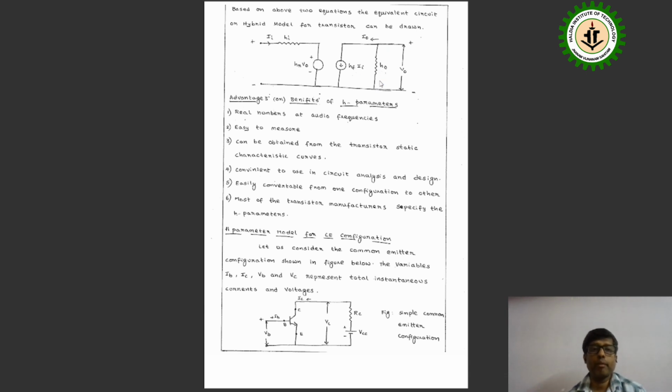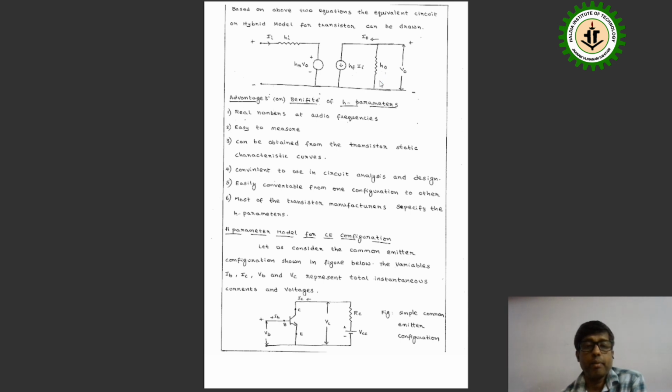Okay, so now I will go to the H parameter models. These are real numbers at audio frequency, easy to measure. Also, from this we obtain the transistor's static characteristic curves, and it is convenient to use in circuit analysis and design. It is easily convertible from one configuration to others. Most transistor manufacturers also specify the H parameter model.